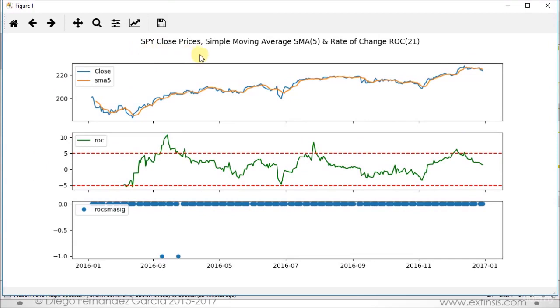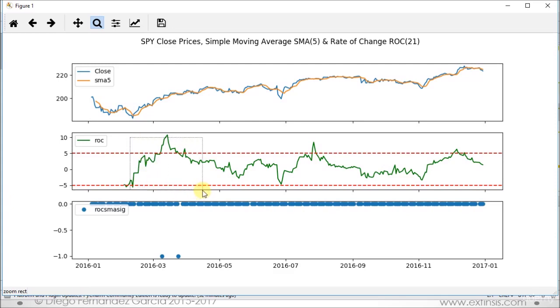Perfect, so here we have our SPY close prices, simple moving average SMA 5 and rate of change ROC of 21 days. Top chart is our close prices together with their overlay as the technical indicator simple moving average of 5 days in orange. Then we have the middle chart with our corresponding oscillator, rate of change, and corresponding thresholds for overbought and oversold areas. Then we have our corresponding signals. 0 do nothing, -1 is sell. We don't have any buys in this strategy, which would have been 1. Then they all share the horizontal axis, which is our dates from the beginning of 2016 to the beginning of 2017. So let's focus on the trading signals we do have right over here.